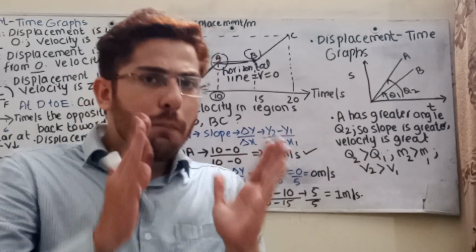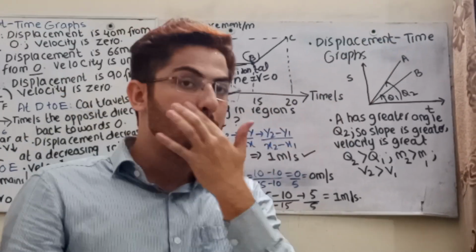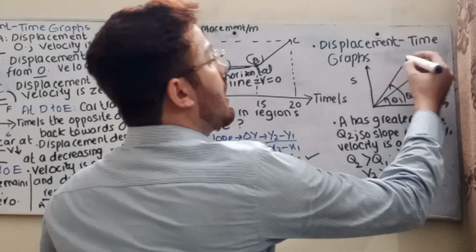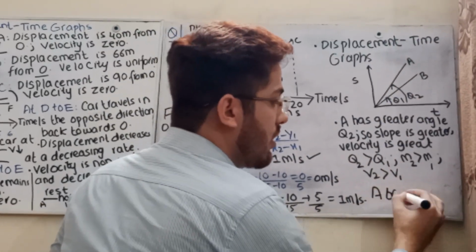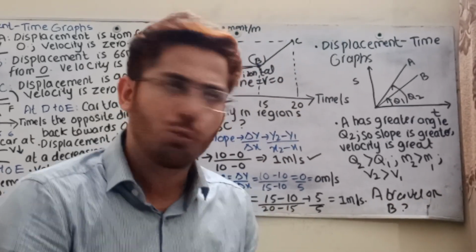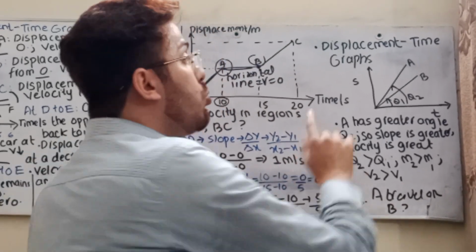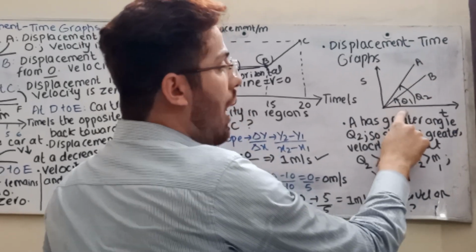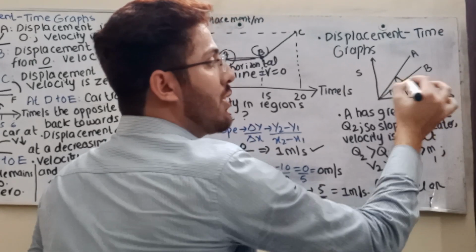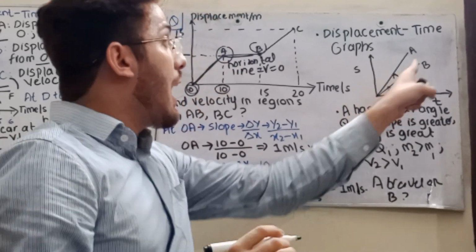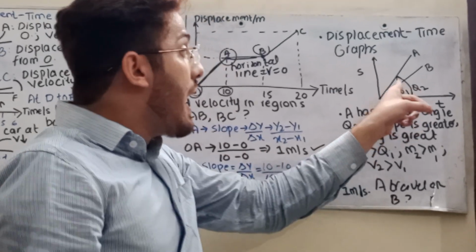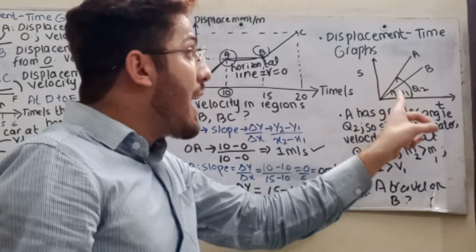Now first of all, student, do remember the concept of the displacement-time graph. Student, this is the examiner's question. They ask which car travels faster, A or B? So do remember one thing, student, you are going to see the angle from the time axis. This is theta 1, this is theta 2. You are going to see A definitely has a greater angle than B.